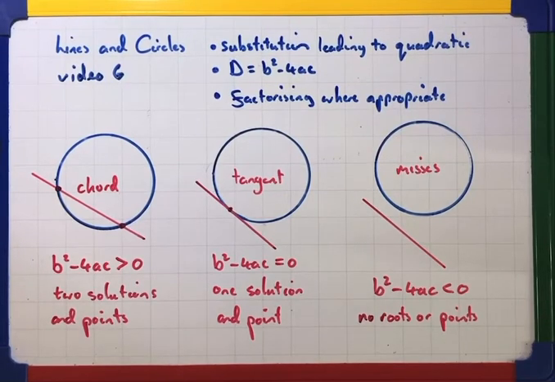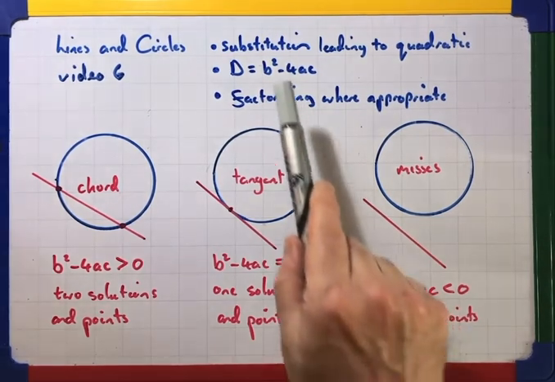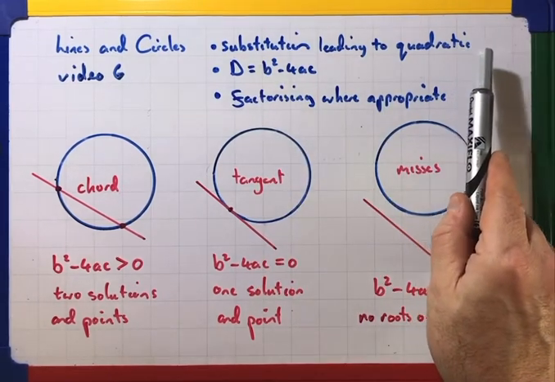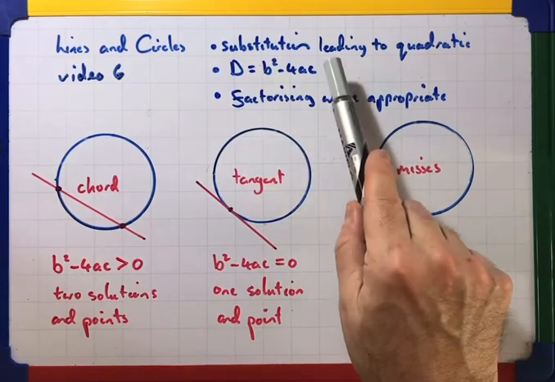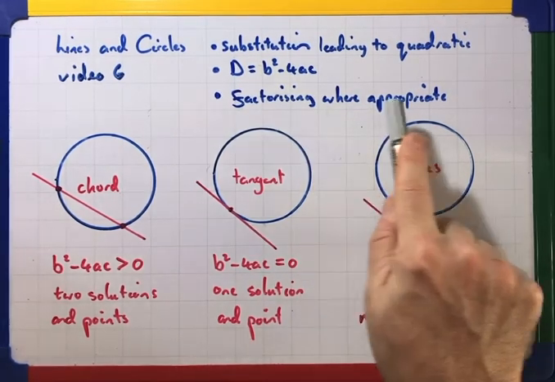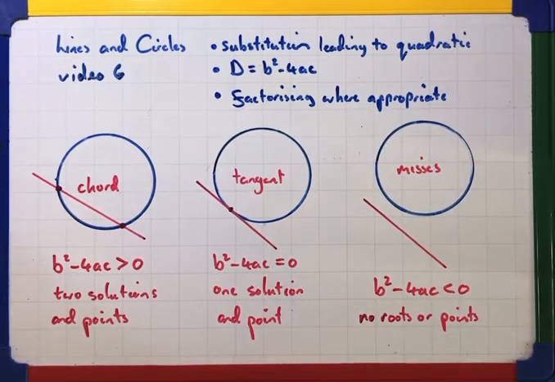Looking at this sixth video, we're looking at basically how lines and circles intersect or don't. So this skill will involve being able to substitute into a quadratic, leading to a quadratic equation. Knowing your discriminant, remember that's the bit inside the quadratic formula, the bit inside the square root, which is b squared minus 4ac. And being able to factorize where it's appropriate.